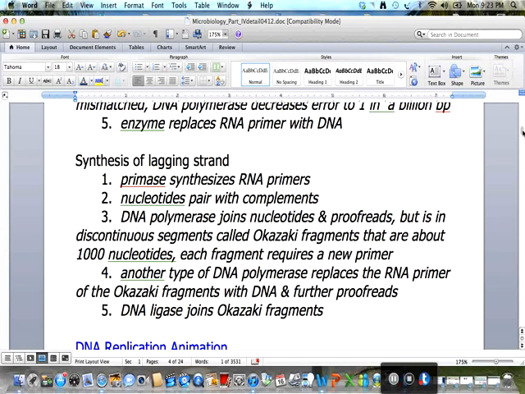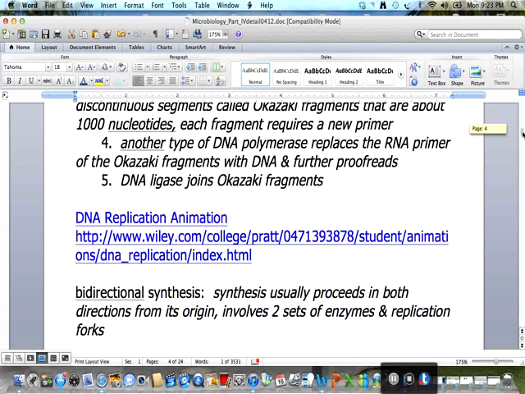Another type of DNA polymerase replaces the RNA primer of the Okazaki fragments with DNA and further proofreads. Finally, DNA ligase joins the Okazaki fragments. Here we have a DNA replication animation from Wiley.